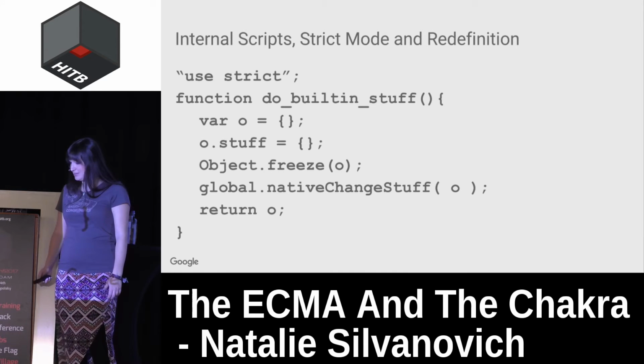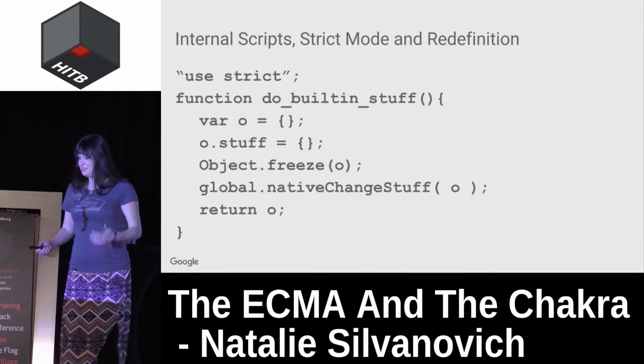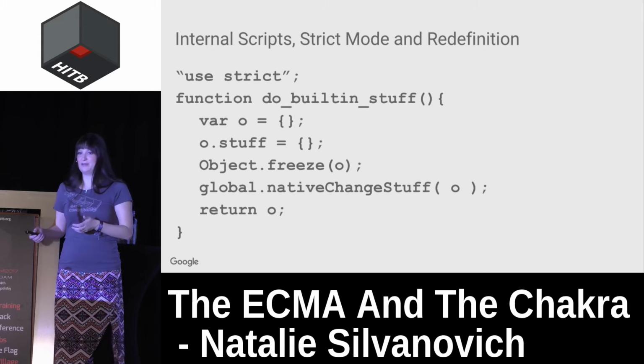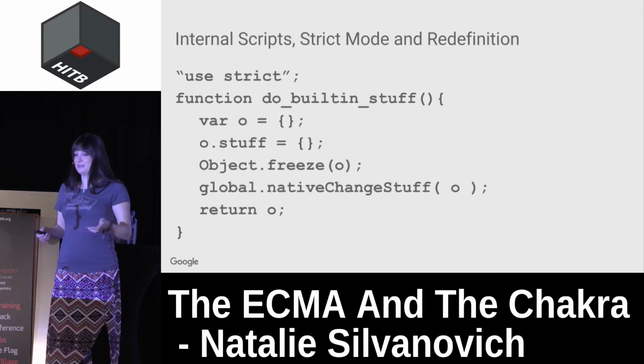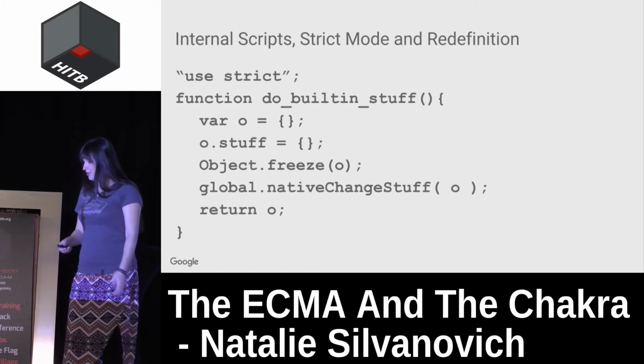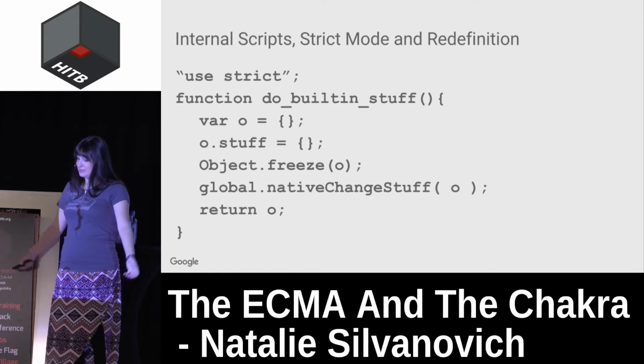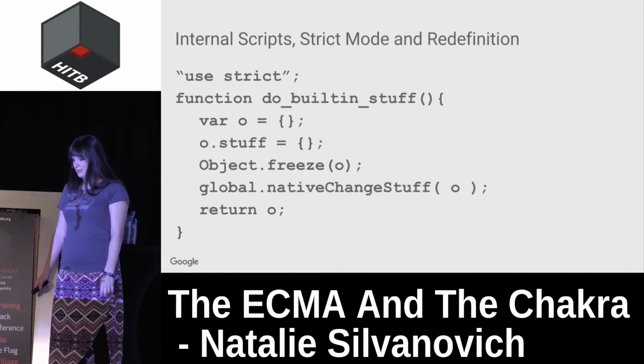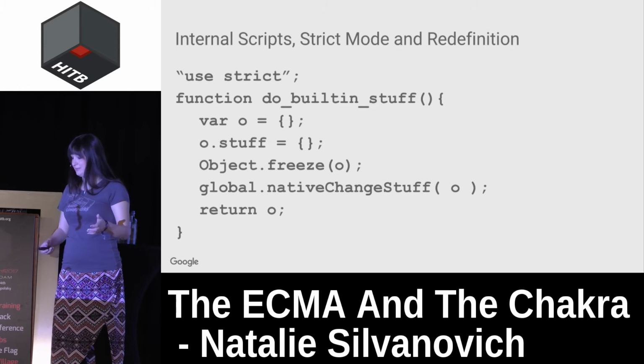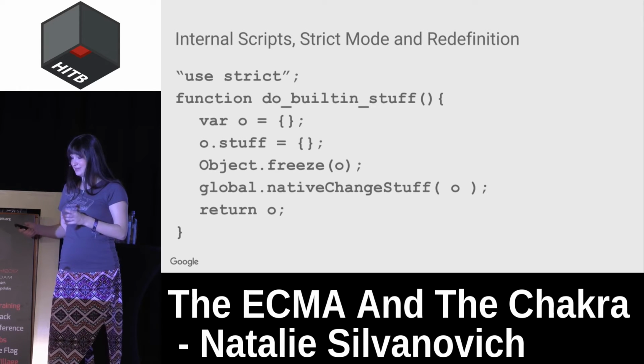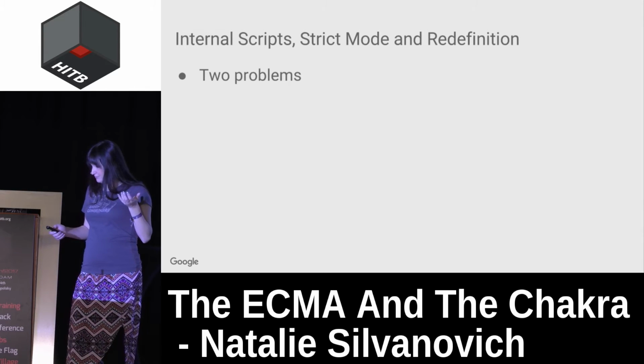To give an example here, this is just my imaginary built-in function that is a slow path in script. It's called doBuiltInStuff, and it creates an object, and then it adds a property to the object that's an object, and then it freezes the object, and then it does a native call on this object O that it's created. So what are the problems here?